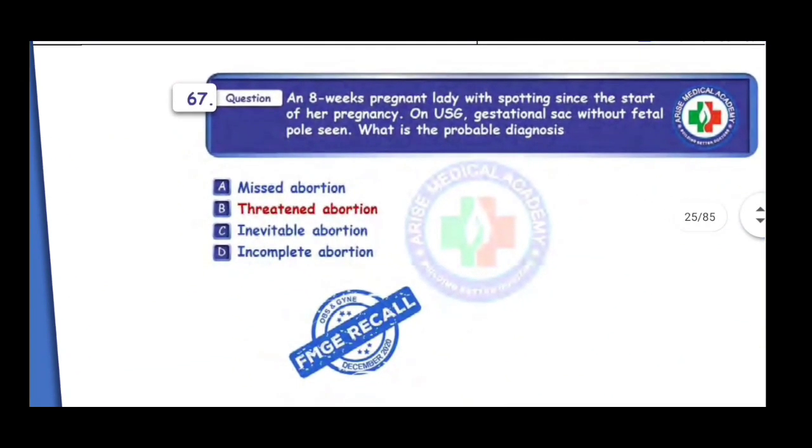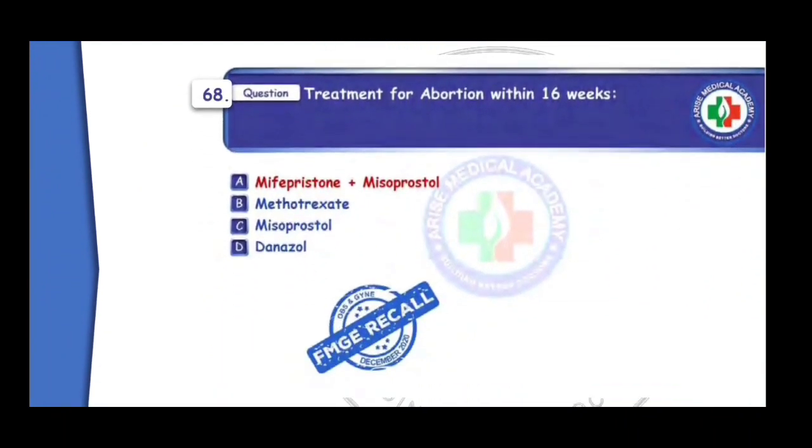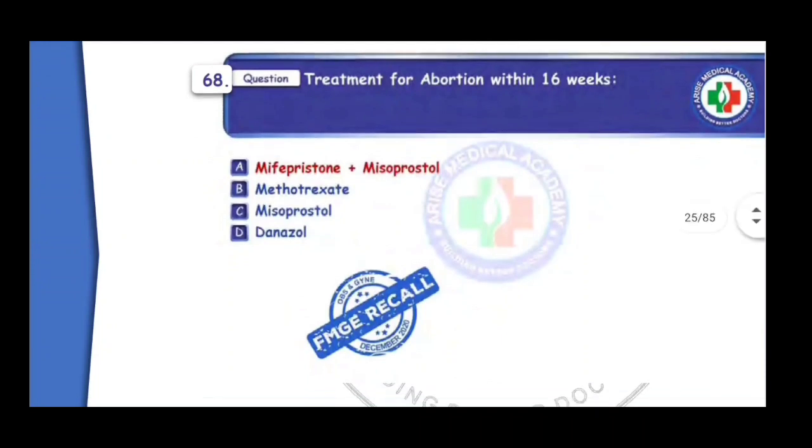An 8-week pregnant lady with spotting since the start of her pregnancy. On ultrasonography, gestational sac without fetal pulse. What is the probable diagnosis? Correct answer is B, threatened abortion. Next one, treatment for abortion within 16 weeks is mifepristone plus misoprostol.